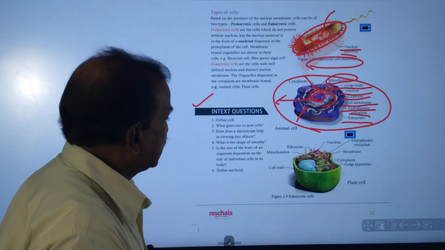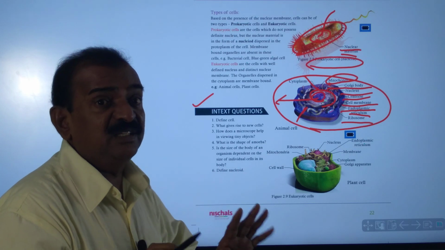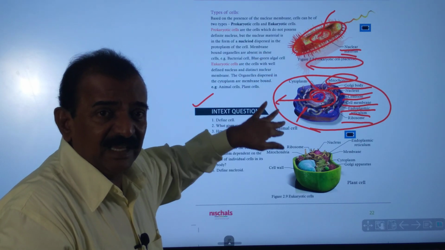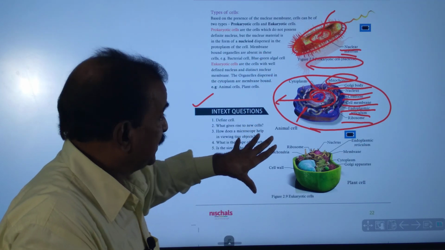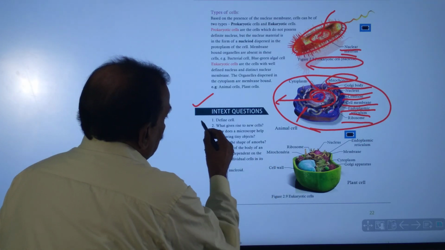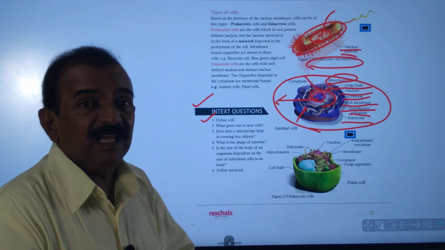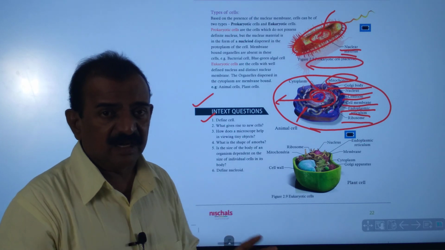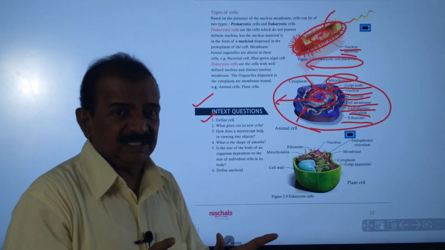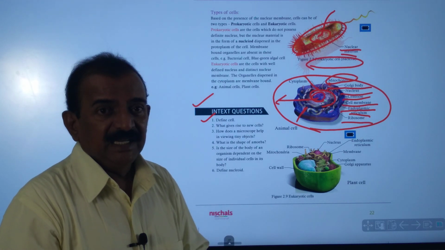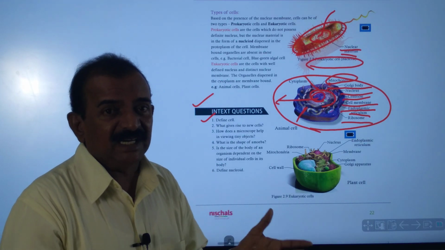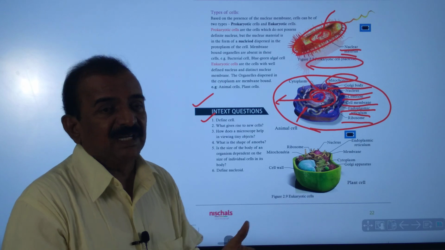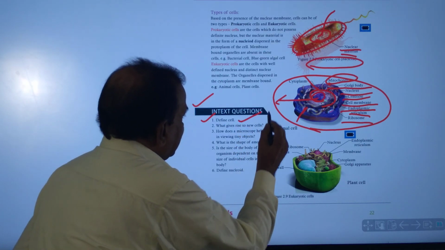So here you see there are 6 questions, and all the questions are easy to answer. Why? Because we discussed clearly the information that is given in this chapter. So it is very easy to write the answer. So, define cell. A cell is called the structural and functional unit of living organisms. A unicellular organism has only one cell, and a multicellular organism has many cells, and it performs all life processes. So that is called a cell. Cell is the basic structural unit, and it is called the structural and functional unit of living organisms. That is the definition of a cell.